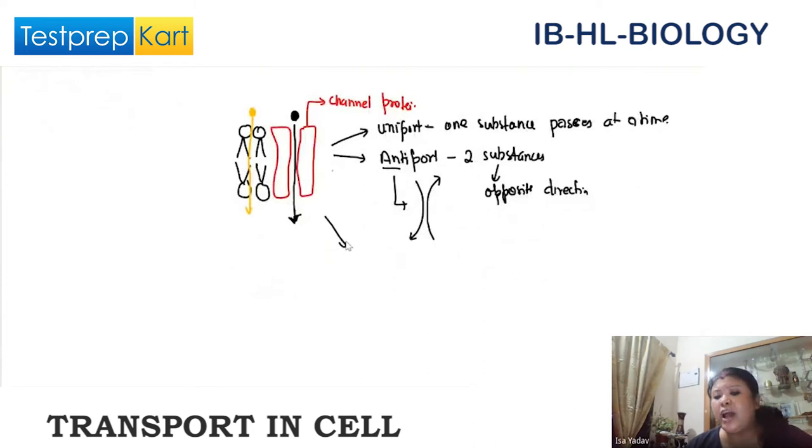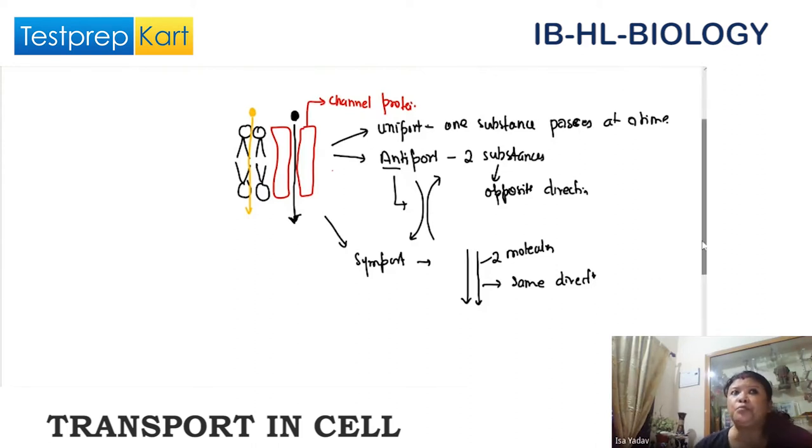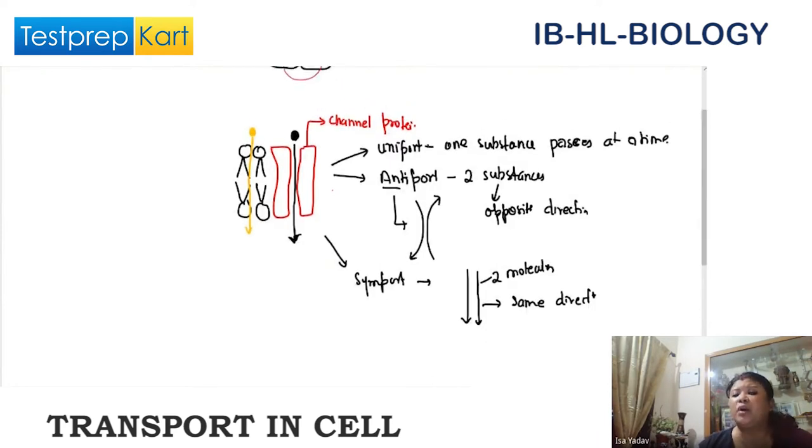The third one is called symport. In symport, both the molecules are moving in the same direction. There are two substances, or two molecules, and both are moving in the same direction. This is an important fact of how the plasma membrane will help in transport. Now, when we talk about the plasma membrane, we all know that it is what?